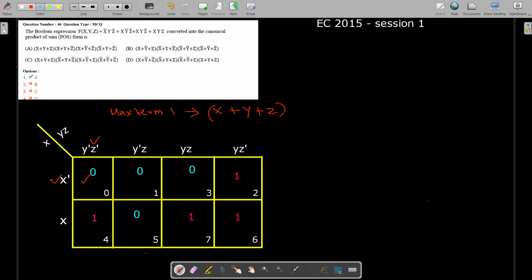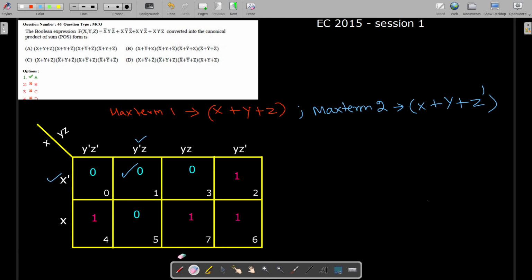Then we go for the second. This represents max term 2. It covers these two, row wise and column wise. So it can be written as x plus y plus z dash. How do you write it? If you have x dash, it should be represented here as x. Here you have y dash, that should be represented as y. Then z should be represented as z dash. They must be combined using this plus sign.